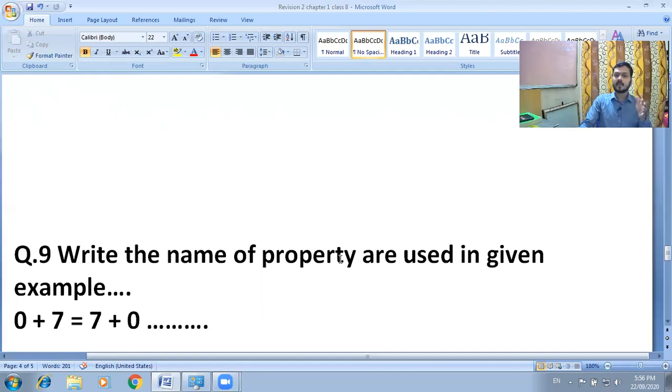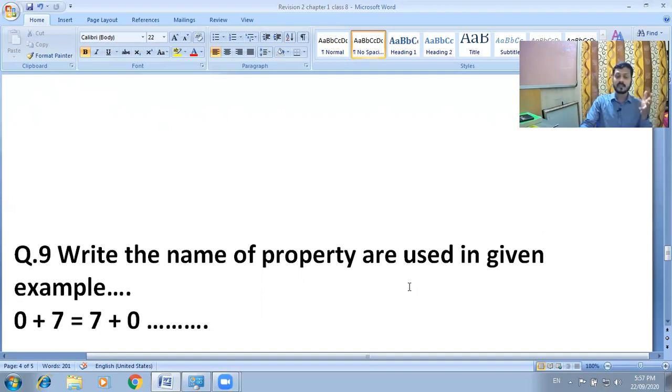Write the name of the property used in the given example: 0 plus 7 equals 7 plus 0. It is very easy, but recall. Don't look here and there, wondering where is my answer, where is my book.